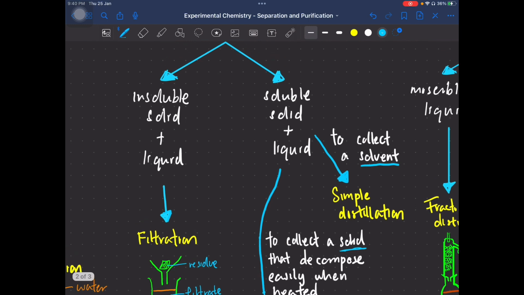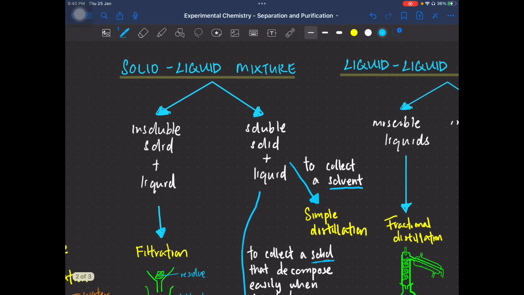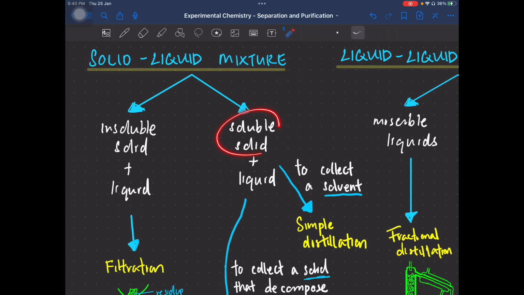However, it gets a little tricky when you have a soluble solid with a liquid. That means the solid will have dissolved inside this liquid now. So if this happens, a soluble solid and a liquid is mixed together and the solid is dissolved inside, and you want to get the solvent. Now the solvent refers to the liquid, right? So if I want to get the liquid back, what I can do is this method of simple distillation.